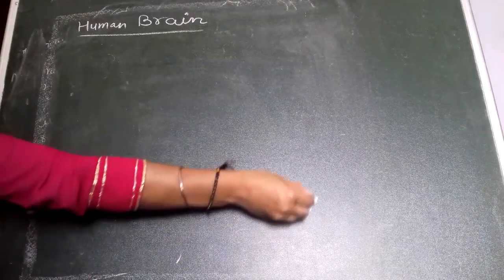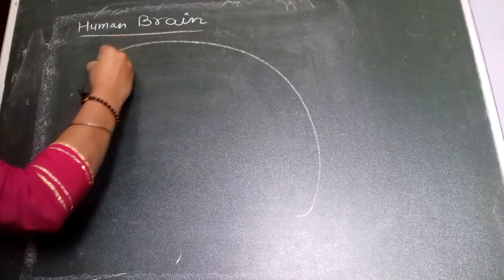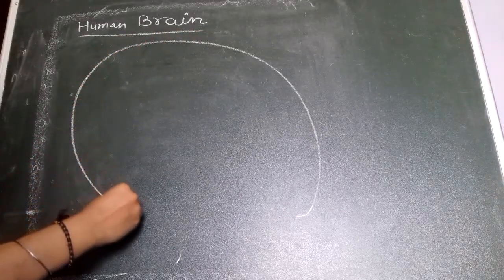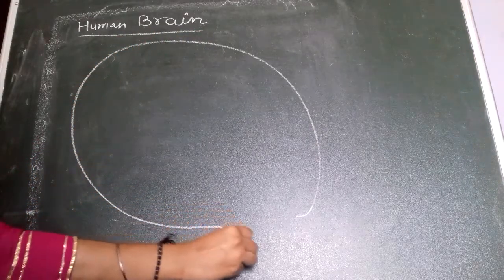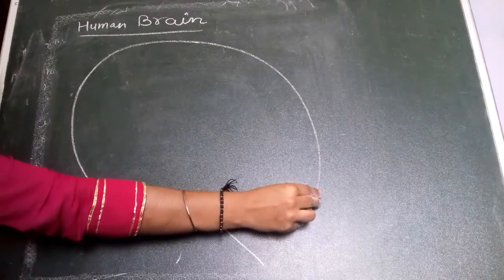Students, today we will learn how to draw a diagram of the brain. The human brain diagram will be prepared here. It is a very simple diagram. First of all, we have to make a round structure, roughly spherical, and its bottom starts from here.